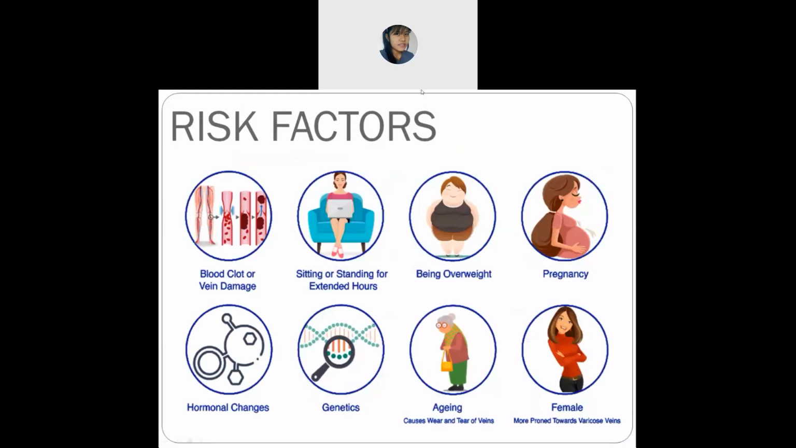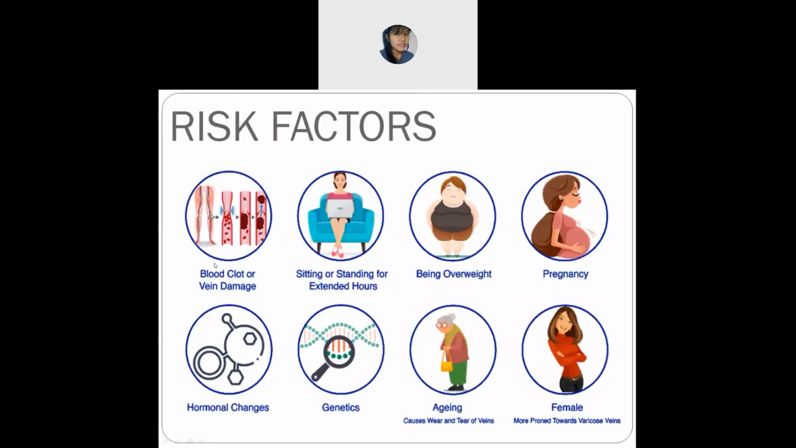So you will find that in the first one, the persons who have weak valves are mostly likely to have varicose veins. It might be because of vein damage. Since the vein is damaged, there will be blood clots, and ultimately it will lead to varicose veins. So this will be the first reason.